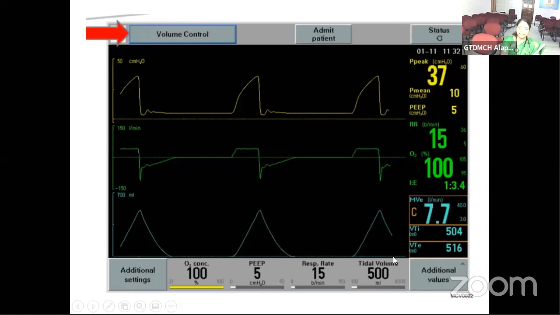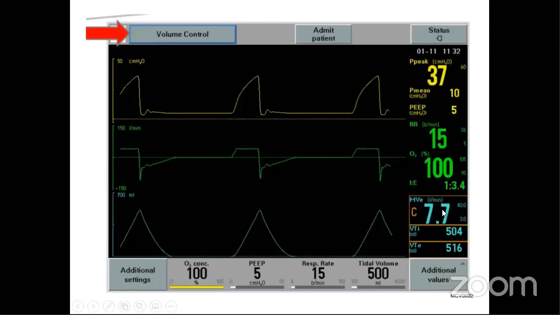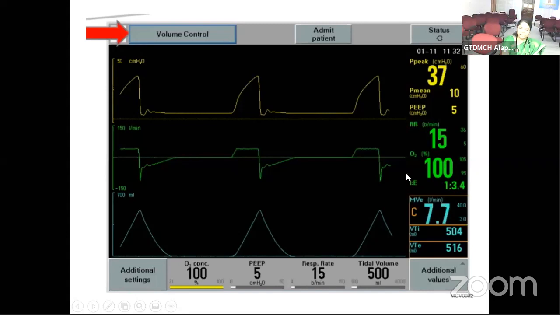Then this is the tidal volume. That is the volume of air given to the patient with each breath. Here it is set as 500. This is not for ARDS. Then here you can see the inspiratory expiratory ratio, IE ratio. That is the ratio of inspiratory time to expiratory time. Here it is 1:3, something like that. So this is not for ARDS.